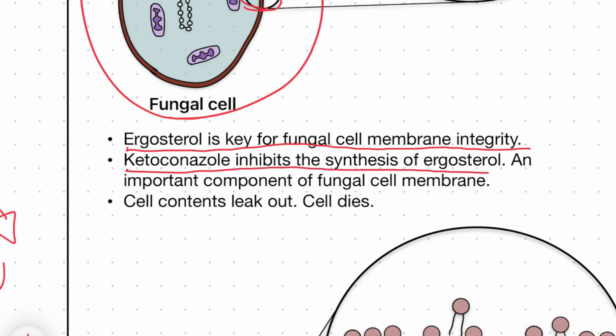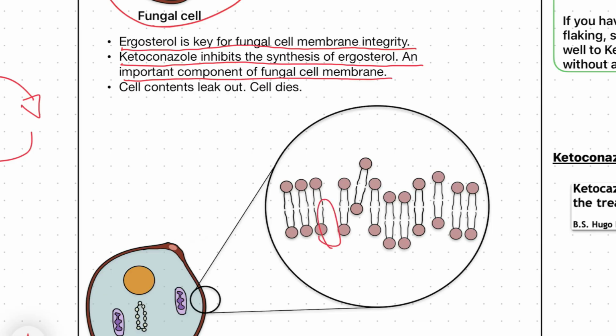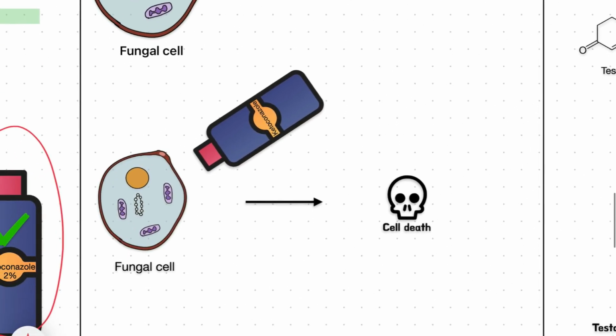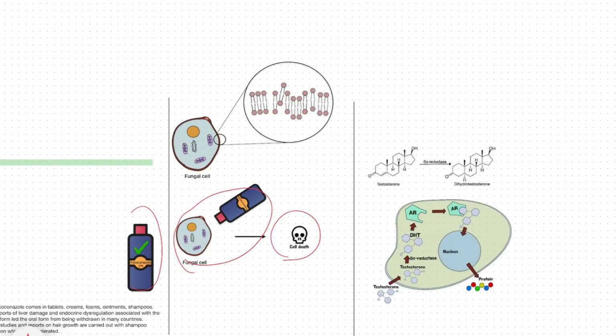Ketoconazole inhibits the synthesis of ergosterol, an important component of the fungal cell membrane. And so with the application of ketoconazole, this prevents the synthesis of ergosterol, which completely destroys the integrity of the cell membrane. The cell membrane collapses, the cell contents leak out, and the cell dies. So fungal cell plus ketoconazole pretty much leads to cell death.